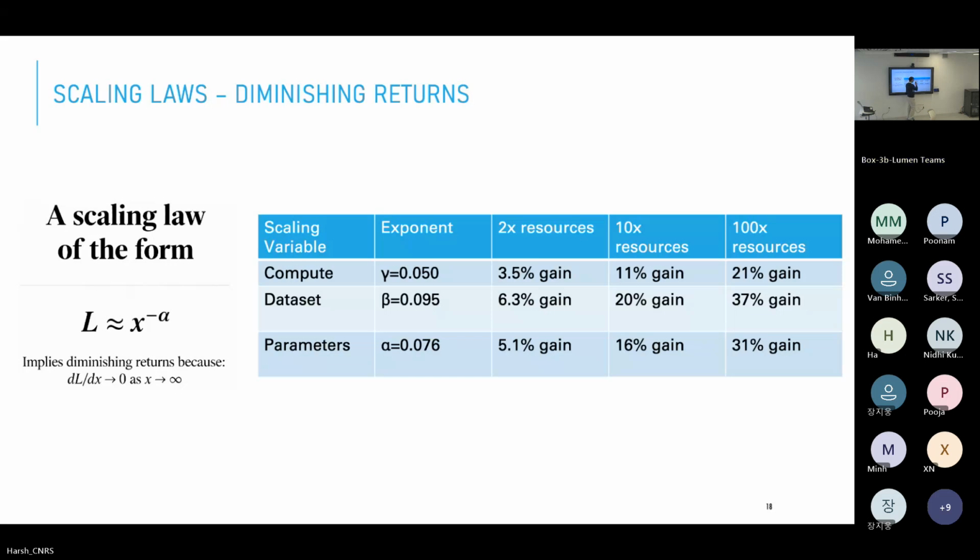That is, the gains that you have as you 10x the resources are much less, in the sense of per energy input that you have given, per compute or per data set, as compared with 2xing the resources. Similarly, you see by 100xing the resources, you can do even better, but you begin to touch the plateau of diminishing returns in some way.